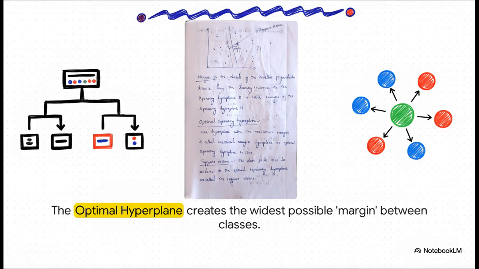This dividing line is called a hyperplane, which is just a term for a line that can separate things in many dimensions, not just two. And the goal is to find the optimal hyperplane. The way it does this is brilliant. The best line is the one that creates the widest possible street between the two groups. This street is called the margin. And the data points sitting right on the edge of that street, those are the support vectors. They're the crucial points that actually support or define the boundary.